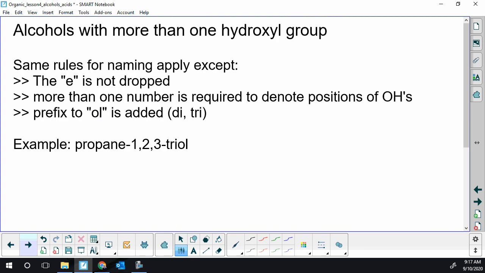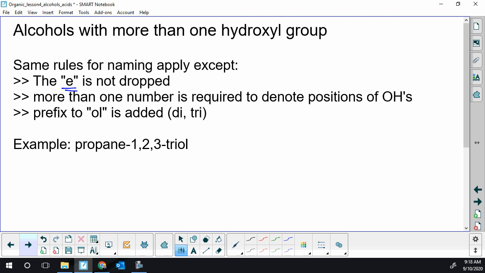So alcohols with more than 1 hydroxyl, same rules, except I find this first rule silly. If I was the ruler making the rules, I wouldn't put this in. You can't drop the E. You've got to remember to leave that last E in. And that's where I find it weird, but doesn't matter. We're all following the rules.